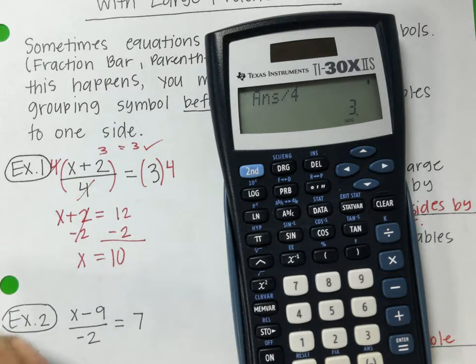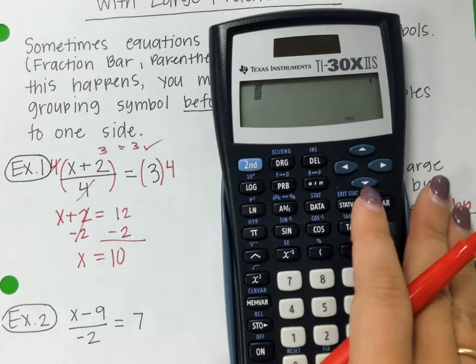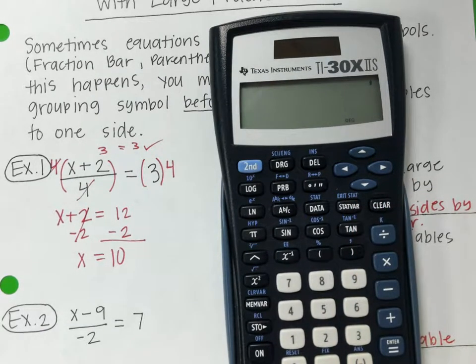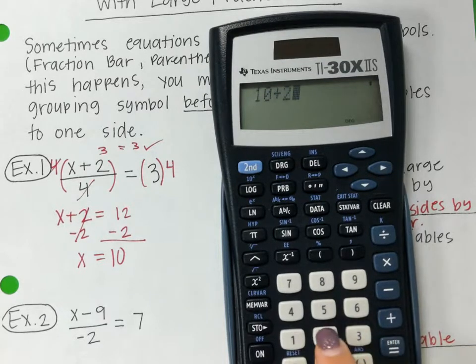Guys, quiet. On problems like this, that's x plus 2 on top. You've got to remember that that's one number together, okay? So it has to be done before you divide by 4. Your calculator doesn't know that. So if I punch all this in as one step and I do 10 plus 2 divided by 4, that does not give me the correct answer, okay?